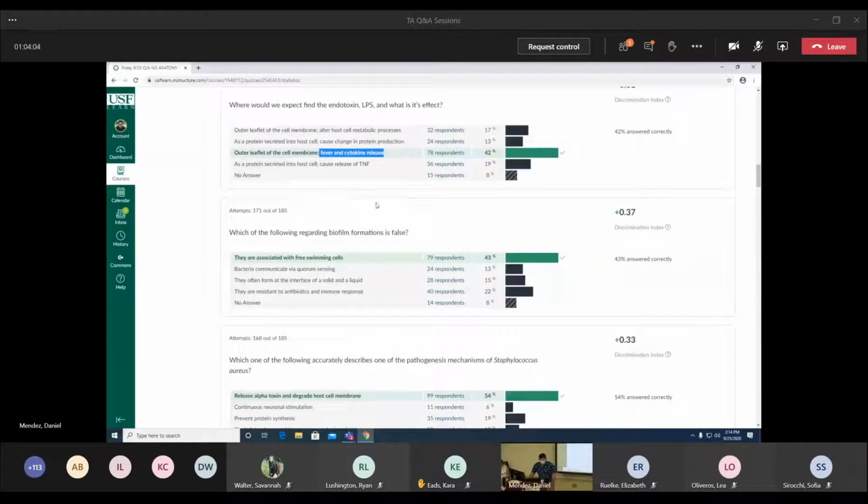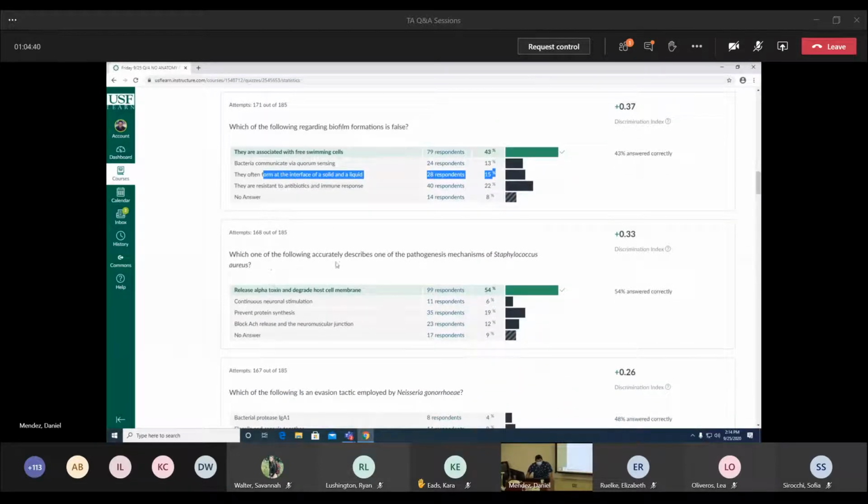So which of the following regarding biofilm formation is false? I know he talked about this one very recently as well. So in the biofilm, we know that bacteria do communicate via quorum sensing. So that can't be the answer. We also know that they do form an interface between a solid and a liquid. And the biofilms do increase resistance to antibiotics. So the only thing about biofilms here that is false is they are not associated with free swimming cells. They're actually just clumps of cells that then create that film on the outside that protects them from antibiotics.